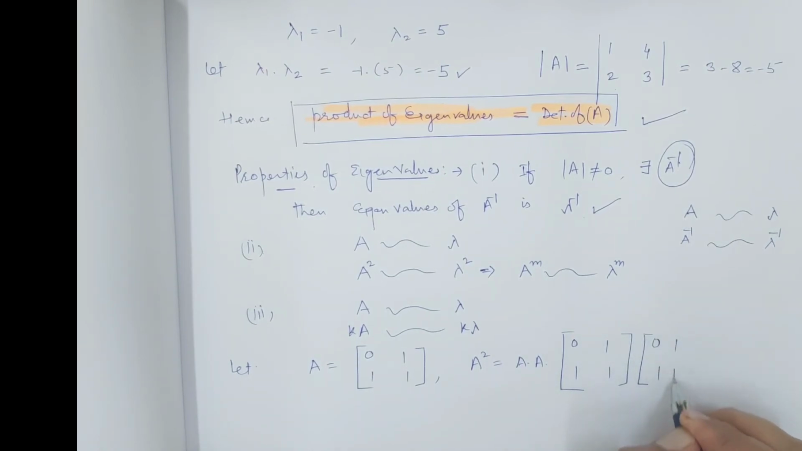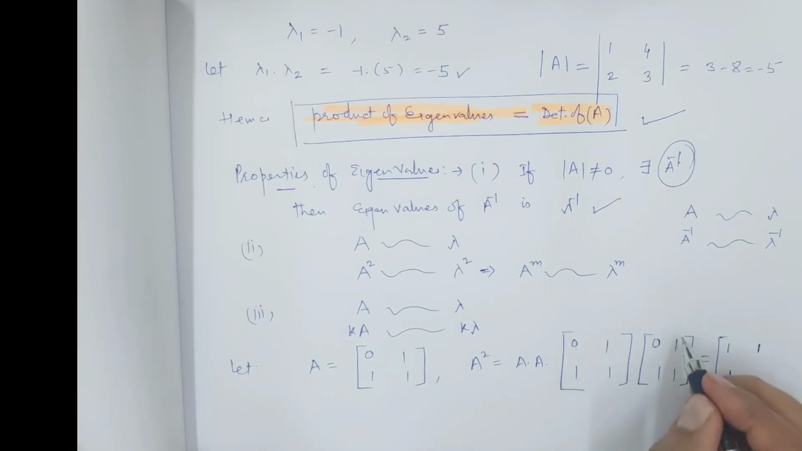First row, first column as usual. This into this plus this into this, that is 1. First row, first column. First row, second column. This into this plus this into this, that is this. Second row, first column. This into this plus this into that is 1 here. Second row, second column. This into this plus this into that is 2.